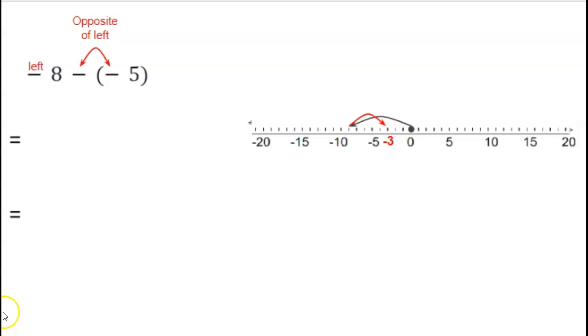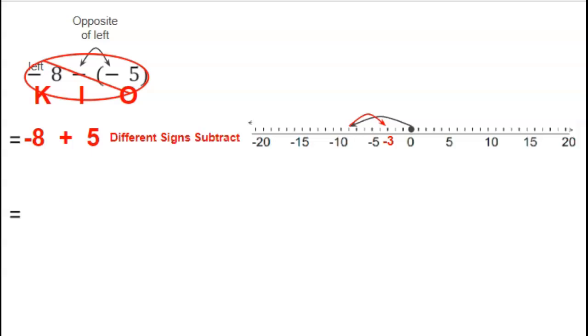Let's see what this looks like when we keep inverse opposite. We keep our negative 8. The inverse operation is addition, and the opposite of negative 5 is positive 5. Now our subtraction no longer exists.